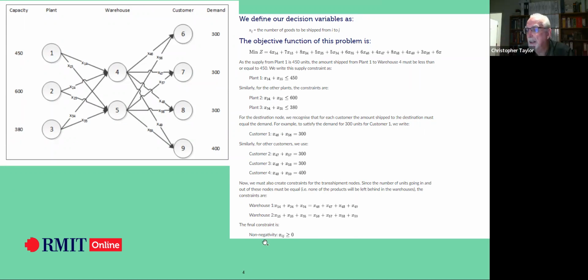And then the final thing here is just a final constraint, that there's a non-negativity. So we're just saying that X to Y, so everything shipped from I to J must be greater than or equal to naught. So we don't want any negative numbers.